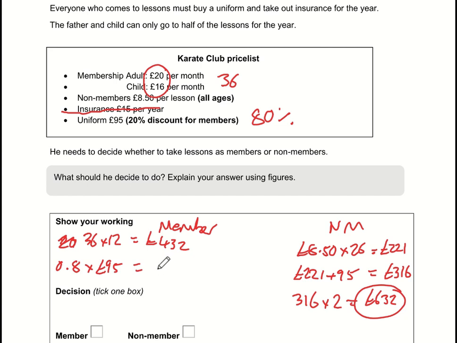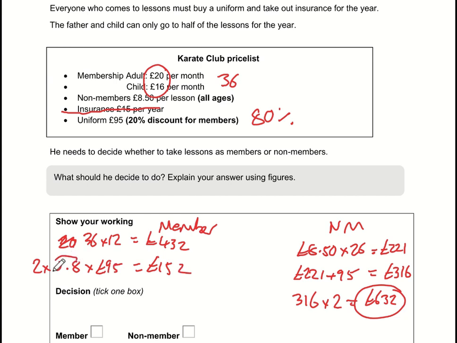And what does that come to? 0.8 times 95 is £76. And we're going to double it actually. So I'm going to do 2 lots of that because there's 2 of them. And 76 times 2, that is 152.